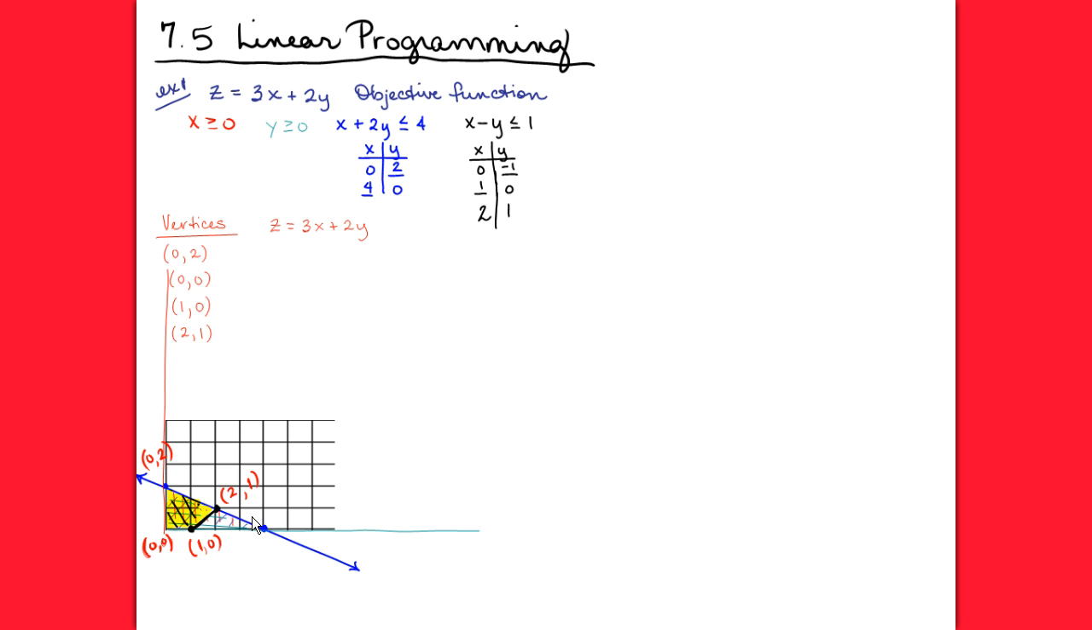Okay, so let's take those 4 vertices that we just got, (0, 2), (0, 0), (1, 0), and (2, 1), and let's plug them into our objective function. So I'm going to go through and plug in (0, 2). So I'll put 0 in for x, 2 in for y. And then I'm going to plug in (0, 0). Then I'm going to plug in (1, 0). And then I'm going to plug in (3, 1). Sorry, (2, 1).